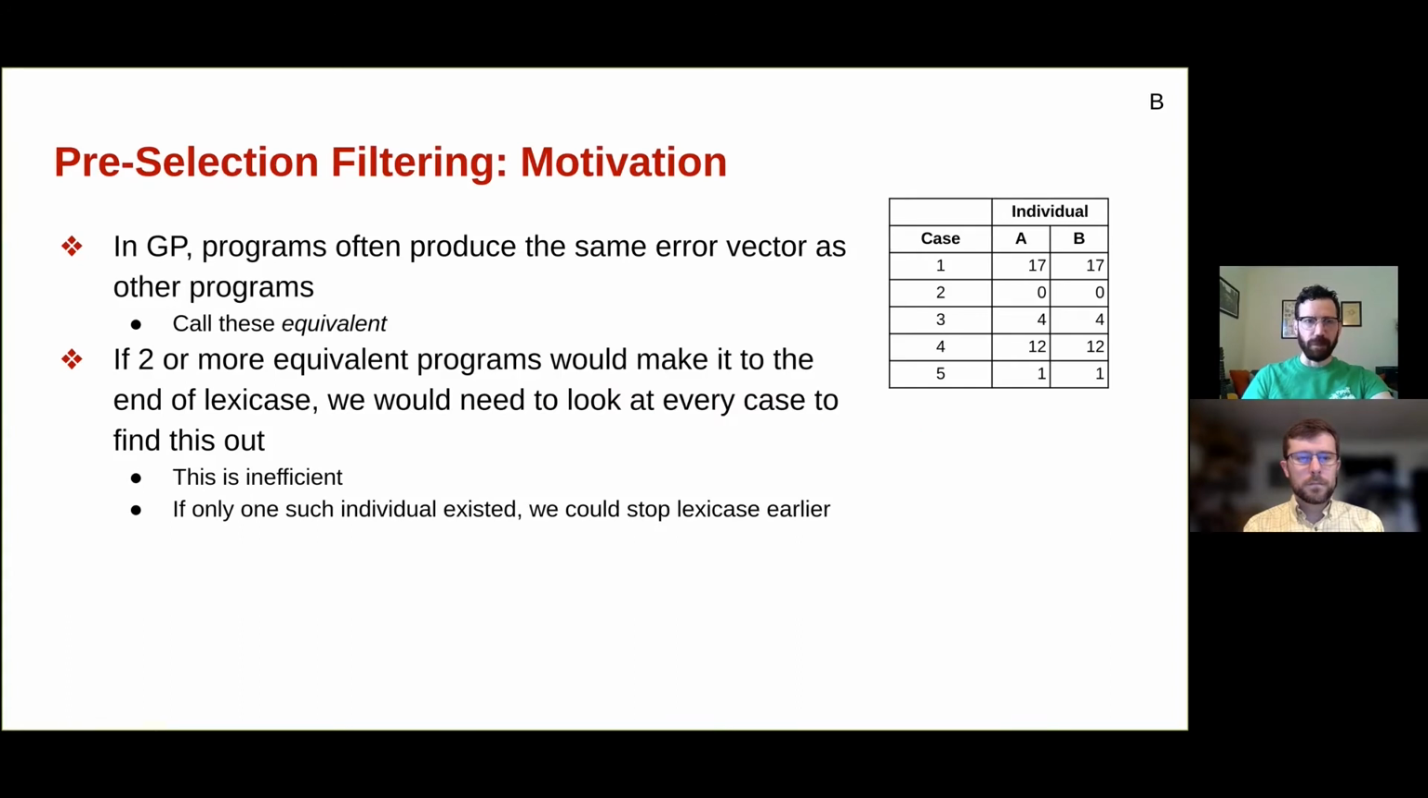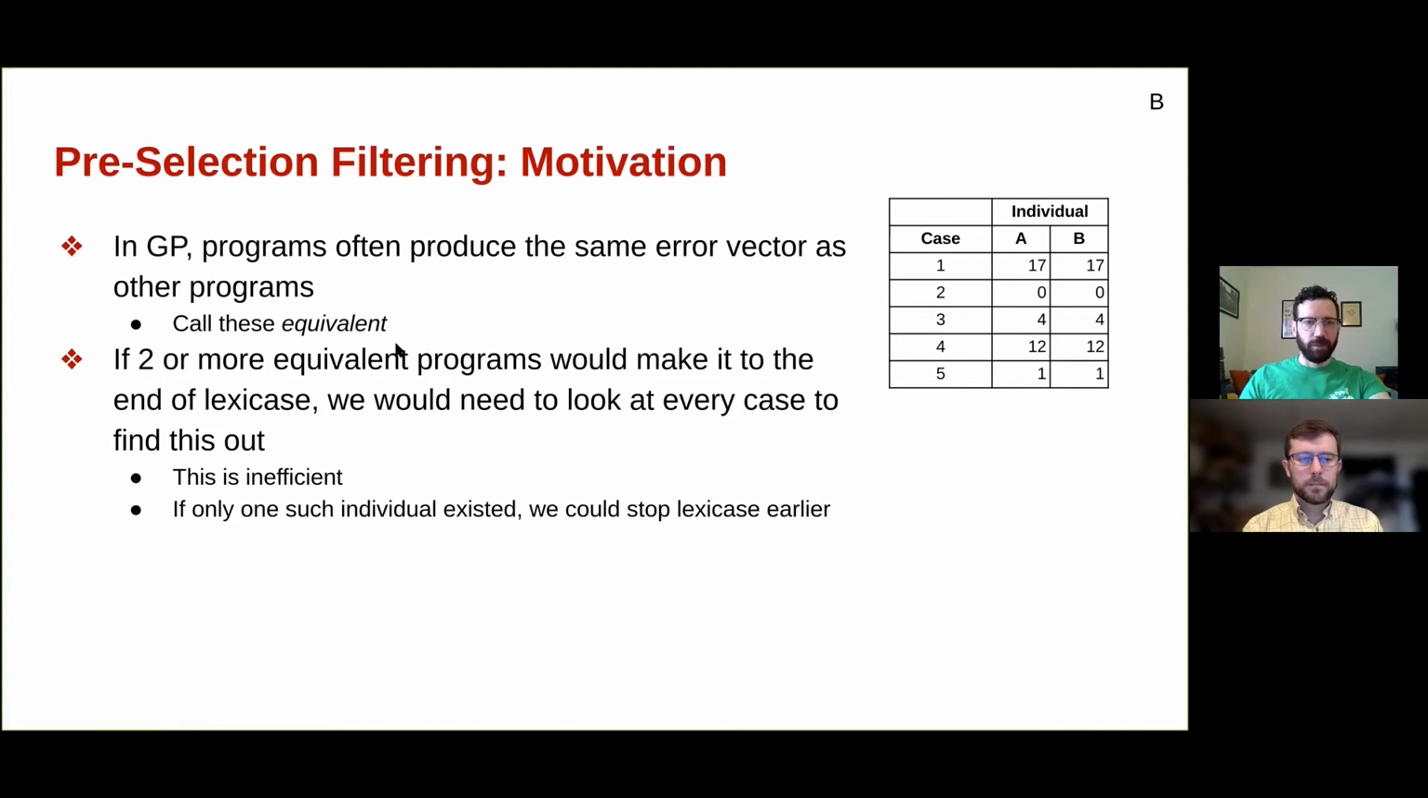So one that's heavily used, especially with the baseline Lexicase selection algorithm, is pre-selection filtering. The premise here is that in genetic programming, programs will often produce the same error vector as other programs. So imagine these two individuals in the table on the right here. Individuals A and B have the same semantics for each case in our training data. We refer to these as equivalent, or belonging to the same equivalence class.